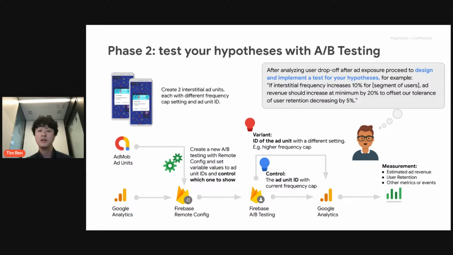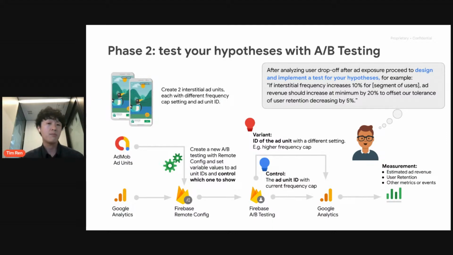So what we are listing here is a very standard way, or at least what we recommend our publishers to do: use two different AdMob ad units, one with the standard ad frequency, the other one with the higher ad frequency, and you do an A/B test comparison to see if higher ad frequency will actually have any impact on your user retention or user engagement.